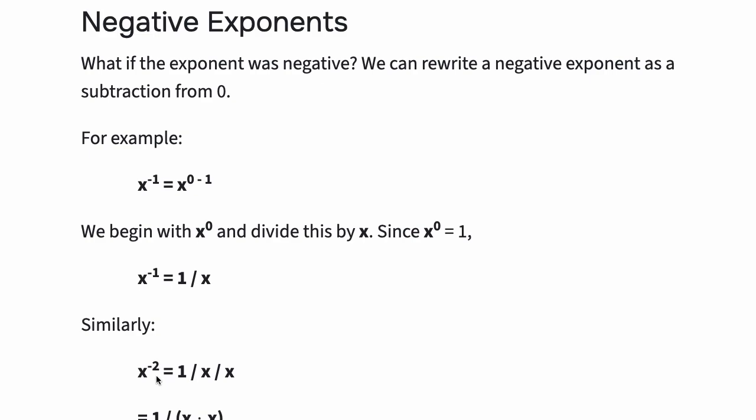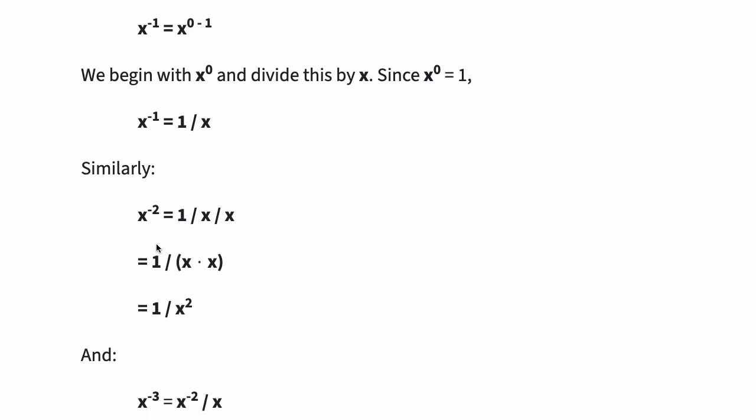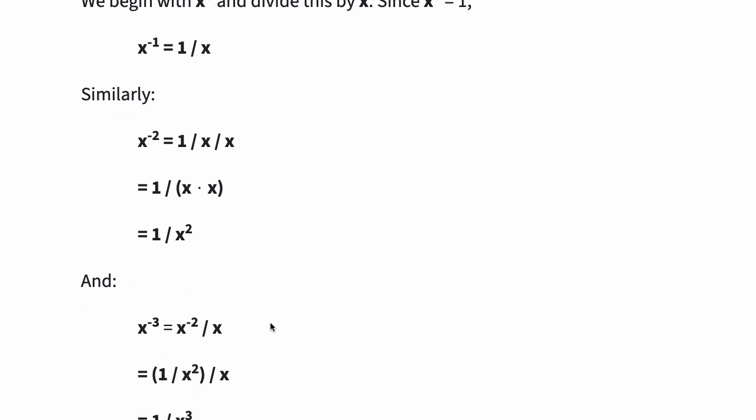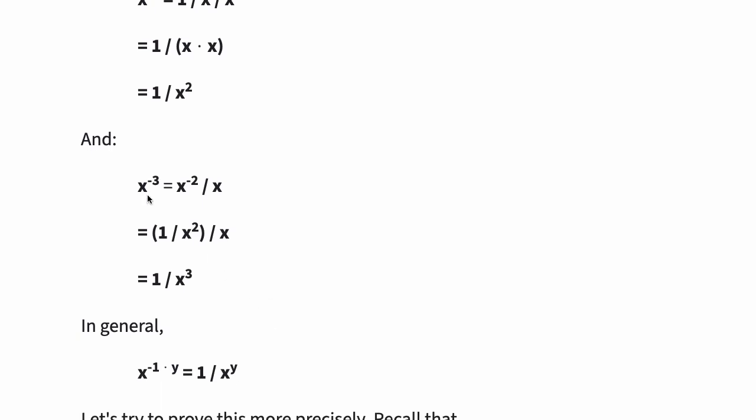Similarly, x to the negative 2 equals 1 divided by x divided by x, which is equal to 1 divided by x times x, which is equal to 1 divided by x squared. And x to the negative 3 equals x to the negative 2 divided by x, which is 1 divided by x squared divided by x. This is equal to 1 divided by x cubed. In general, x to the negative y is equal to 1 divided by x to the y.